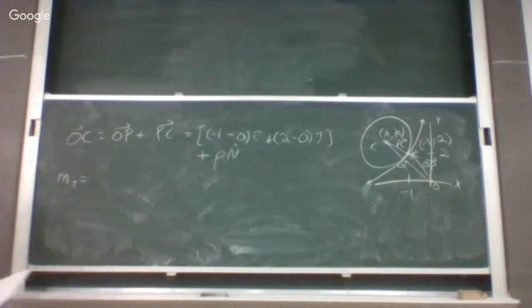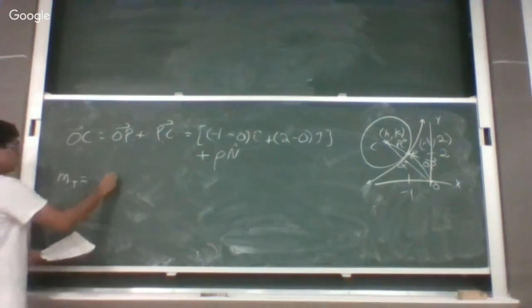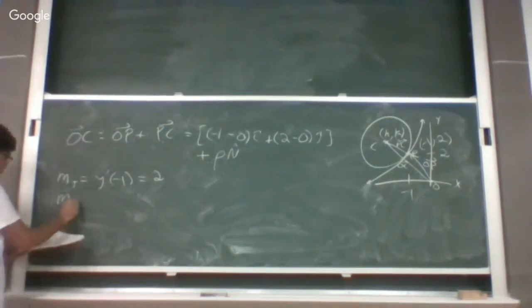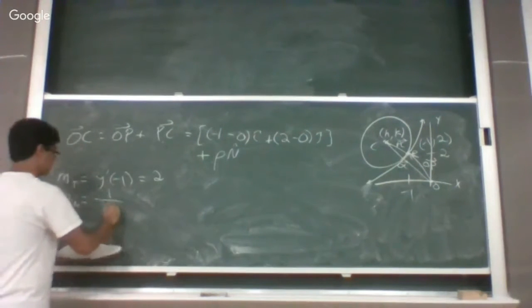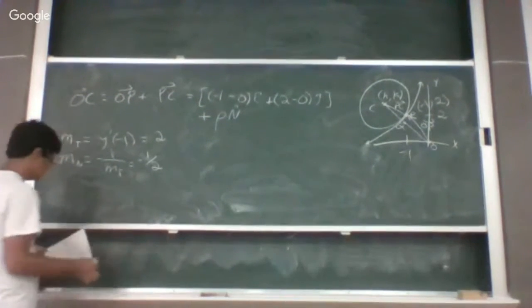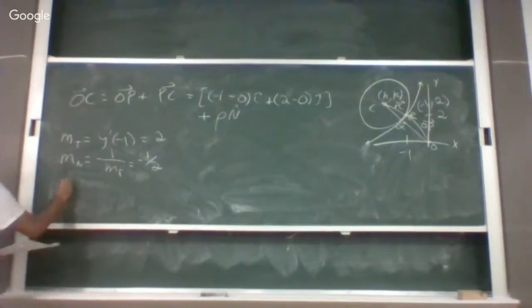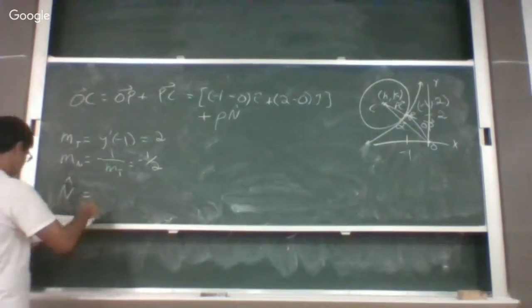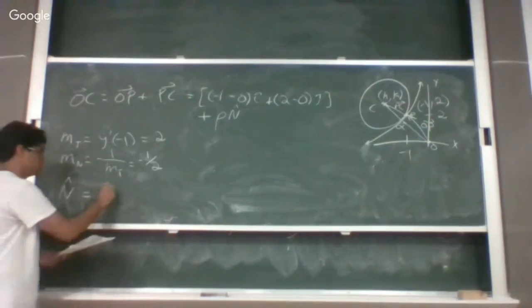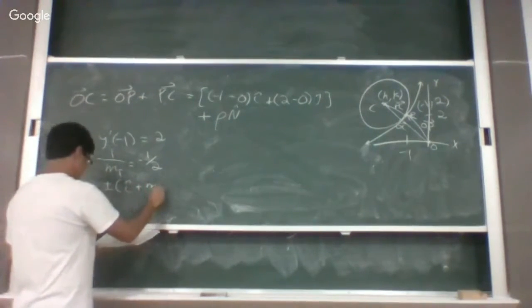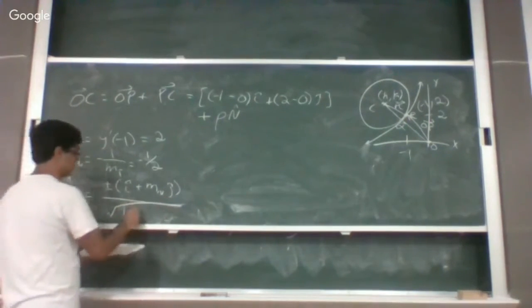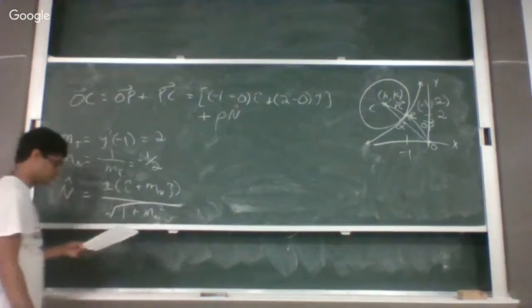So what is m sub t equal to? Y prime of -1, which is equal to 2. Or m sub n is equal to -1 over m sub t. So this is equal to -1/2. The formula for the n vector is equal to what? Plus or minus i plus m n j, divided by the magnitude, the square root of 1 plus m n squared. Okay.